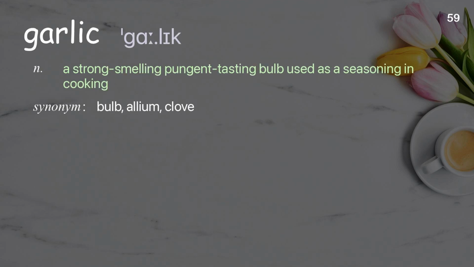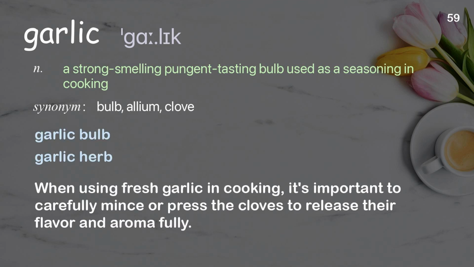Garlic. A strong-smelling, pungent-tasting bulb used as a seasoning in cooking. Examples: Garlic bulb. Garlic herb. When using fresh garlic in cooking, it's important to carefully mince or press the cloves to release their flavor and aroma fully.